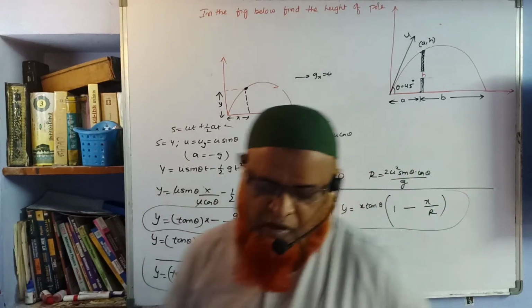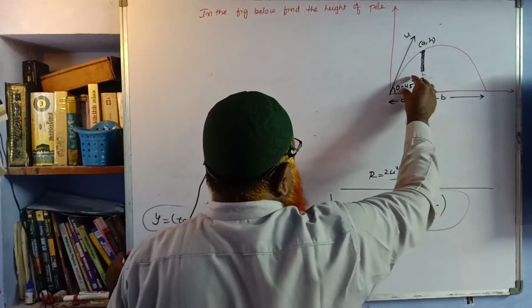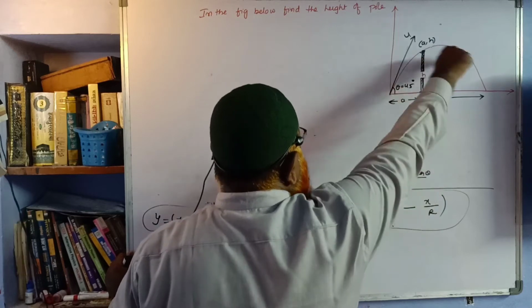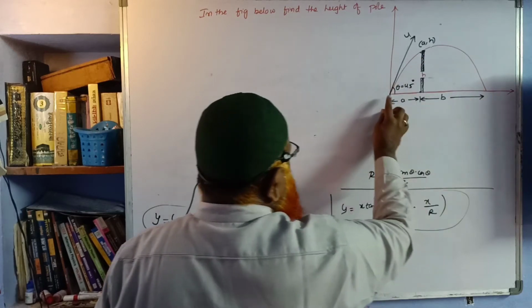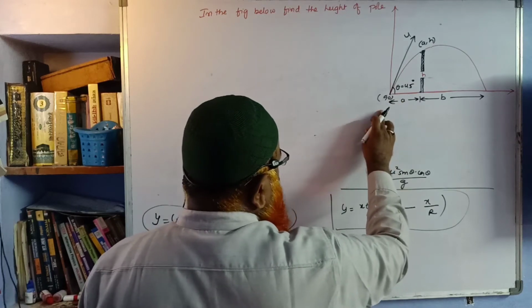So let us solve the problem in a very easy manner now. Here a body is projected with an angle of 45 degrees, which is just moving over the pole and falling on the other side. From the origin, this is going to be the origin here. You know about that? Origin of this oblique projectile.